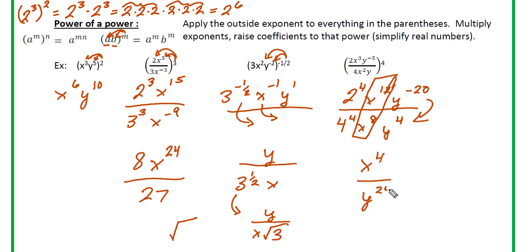All right, but we're not done yet. We've also got to deal with these two things, 2 to the 4th and 4 to the 4th. 2 to the 4th is 16. 4 to the 4th is 256. So if we simplify that fraction, we get 1/16. So this will be x to the 4th over 16y to the 24th.